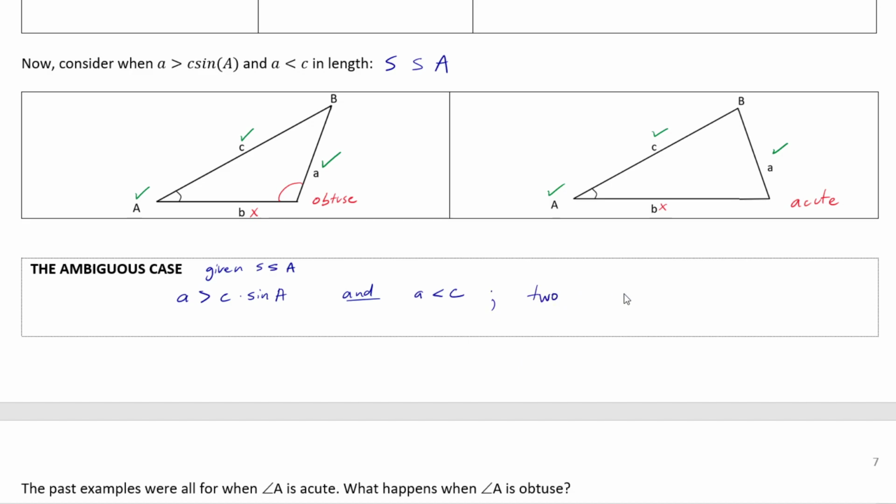And that means two possible triangles. That goes back to the actual term ambiguous. It just means there's not enough information to narrow down how many possible triangles exist with the given information. So we're going to look at an example in which we are given insufficient information to know how many possible triangles exist.